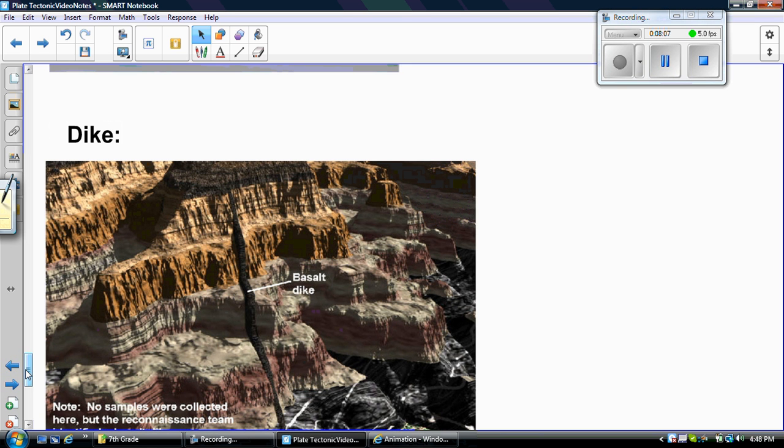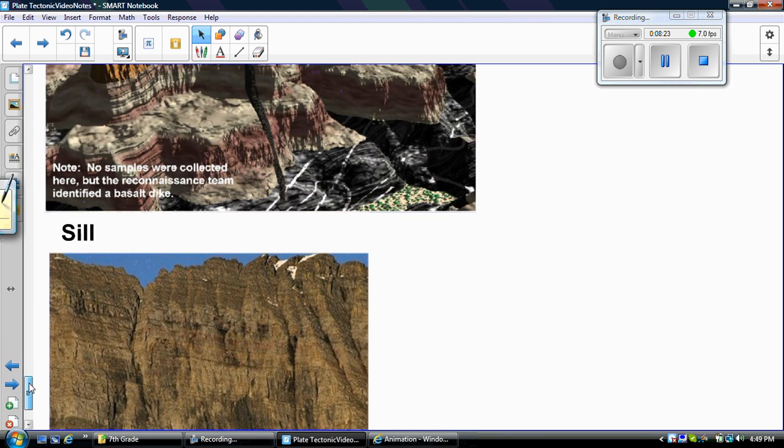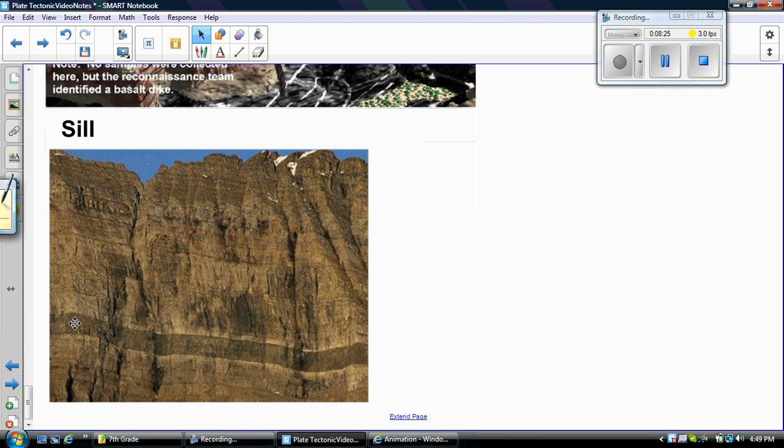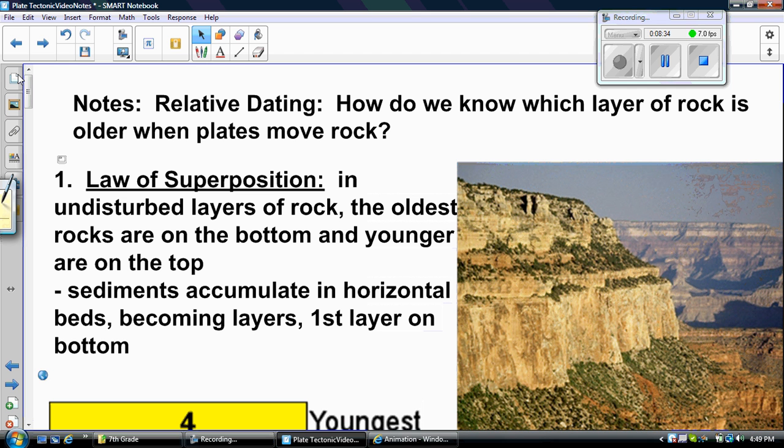Now, we also have talked about dikes and sills as being magma intrusions, and you're going to see this when we start relatively dating and sequencing rock sections. I just want to remind you, a dike is a vertical magma intrusion that comes through cracks in rocks. This is the dike, and a sill is a horizontal magma intrusion. That's what's represented there. Now, that's it for the notes that we have on relative dating and sequencing.